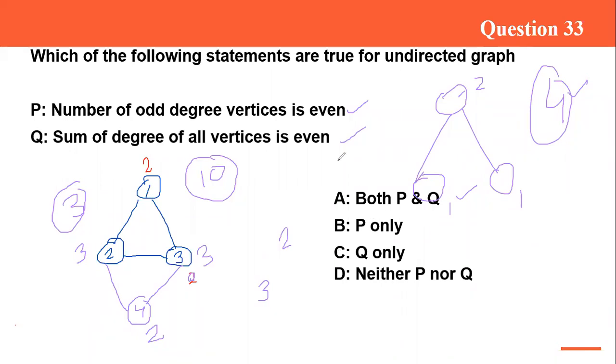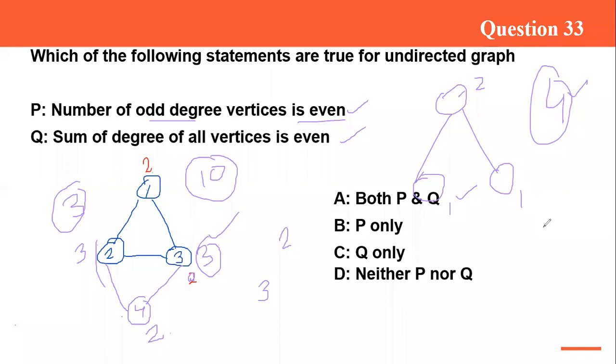First statement, very simple dear. Number of odd degree vertices is even. If the degree is odd, number of vertices will be even. That's what it means. So I have taken an even number of vertices. How many vertices are there? 1, 2, 3, 4. Okay, 4 vertices are there. What are the degrees we got? 2, 3, 3, 2. So what is the maximum degree we got? 3. That's why it is odd. Understood that?